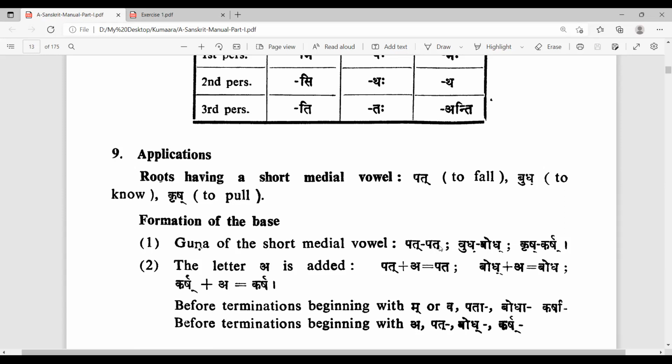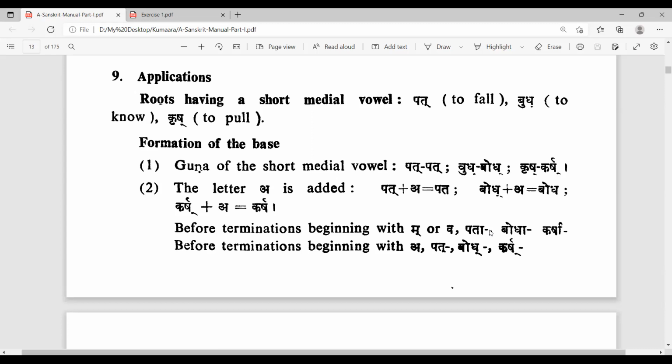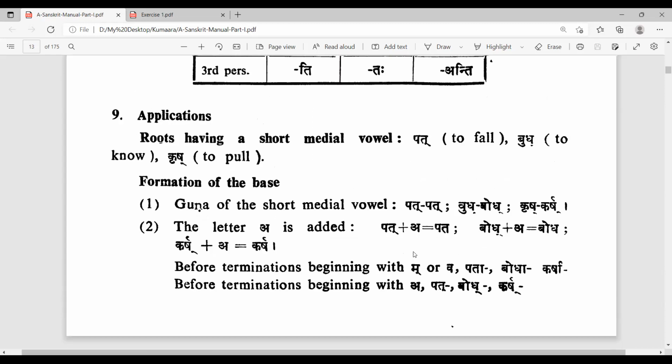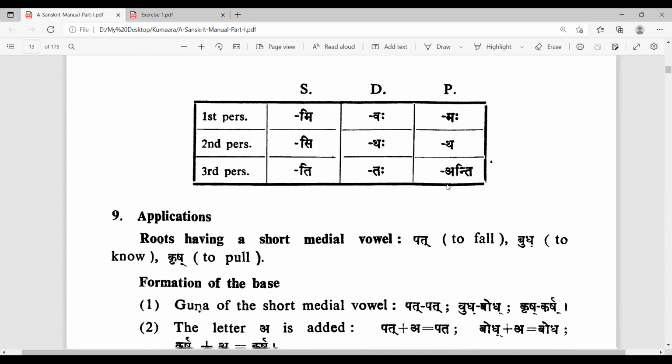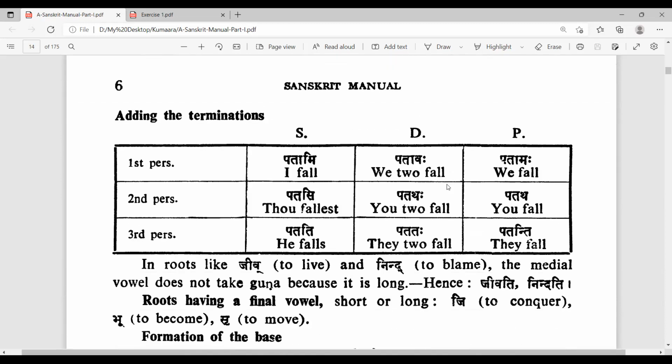Okay. Then budh, the ukara is the short medial vowel. Then it will take guna and become O. Krish will become karsh, the guna letter. That you have to take in the tabular column. After this, the letter A should be added before the terminations. So pat will become pata, budh will become bodha, karsh becomes karsha. Then you add the terminations. Before makara, vakara, lengthening will happen, Ato dirgho yani. Then Ato guna for the pratyaya beginning with a vowel, which is only one here, the ajadi pratyaya, which is anti. Okay. This much detail is not required.